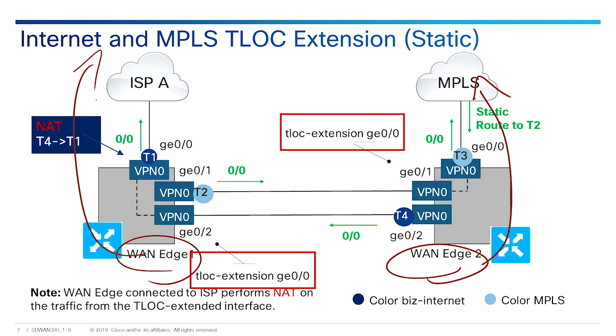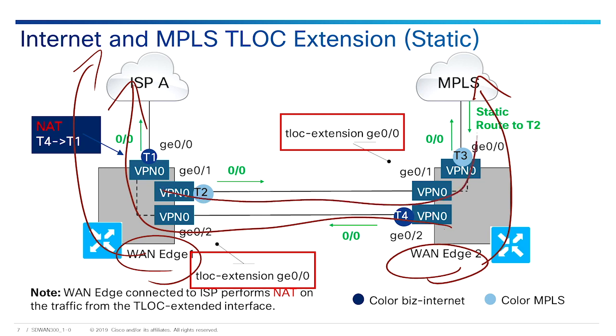Okay? So for instance, this vEdge 2 wants to get an internet connection, so we're going to connect this interface up that way. And vice versa. Similarly, on WAN edge 1, we don't have an MPLS connection, so we're going to do the same thing with WAN edge 1 through WAN edge 2. Now note, all of these interfaces are in VPN 0. So from a vEdge device, these are all tunnel interfaces.